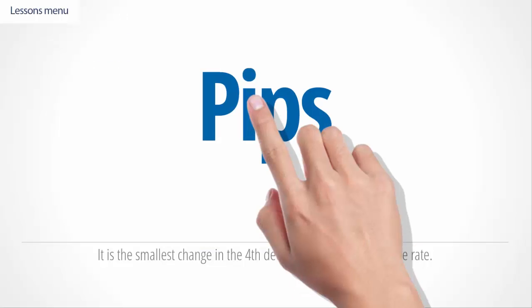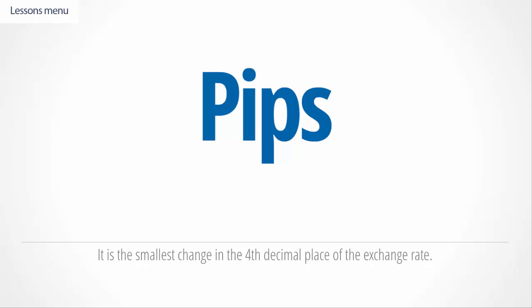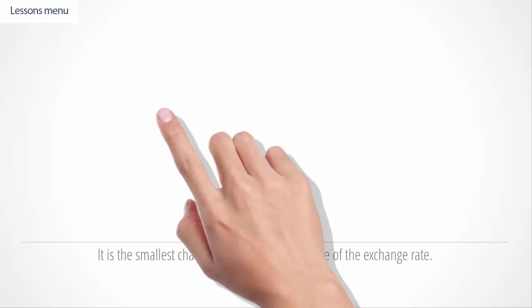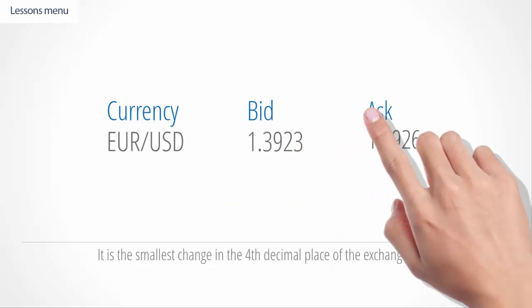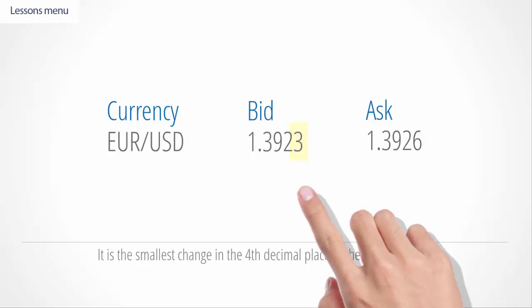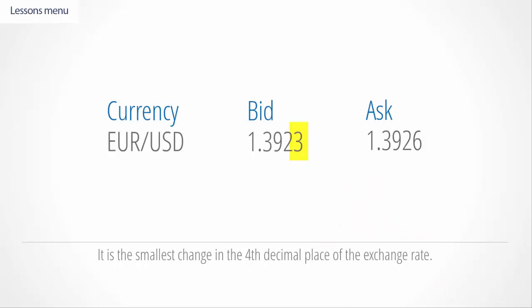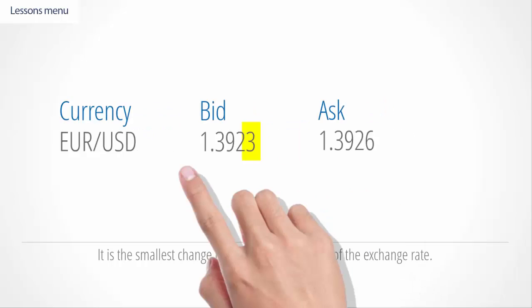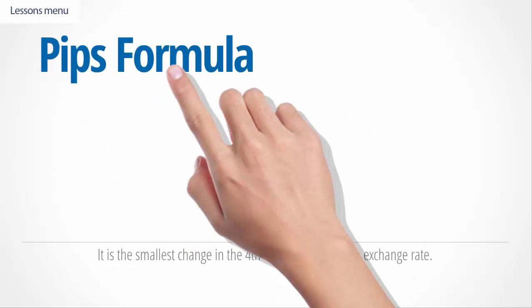Pips are the units of calculation used by Forex traders to calculate the profit and loss from the trades they make. Look at any currency quote, starting from the left, and count 4 places. The 4th place is the pips value in a quote. To calculate the value of pips, traders use a pips formula.